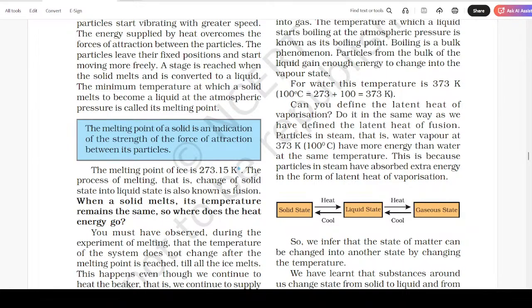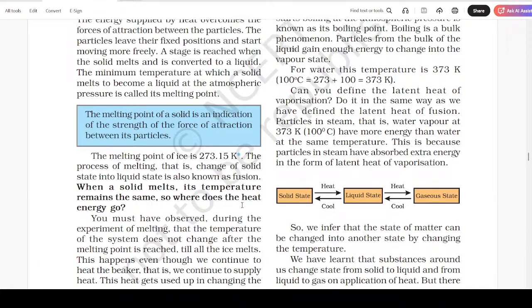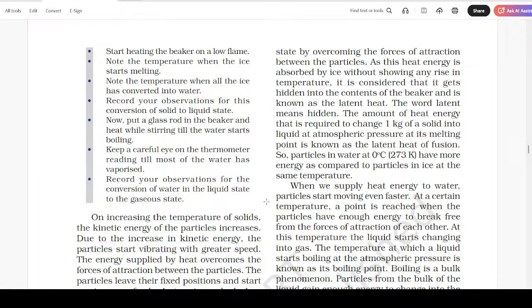The process of melting, that is, change of solid state into liquid state, is also known as fusion. When a solid melts, its temperature remains the same. So, where does the heat energy go? You must have observed during the experiment of melting that the temperature of the system does not change after the melting point is reached. Till all the ice melts, this happens even though we continue to heat the beaker. That is, we continue to supply heat. This heat gets used up in changing the state by overcoming the forces of attraction between the particles.